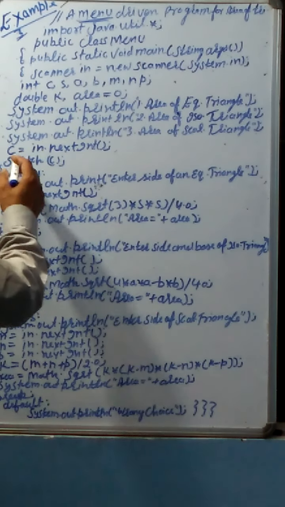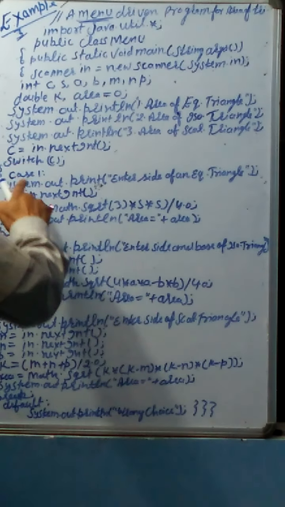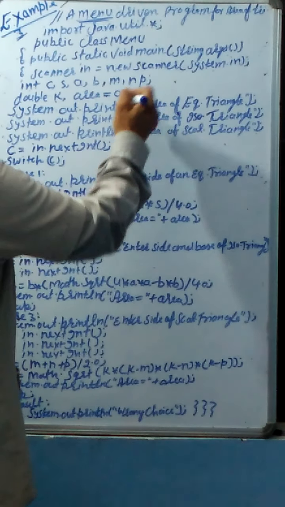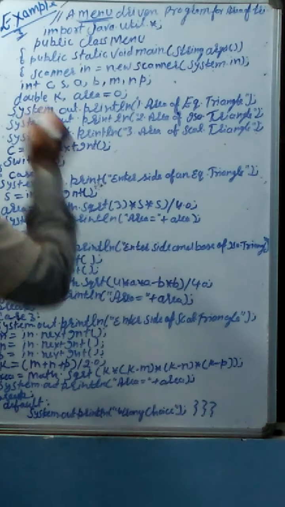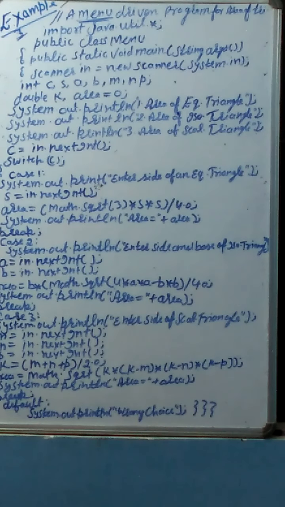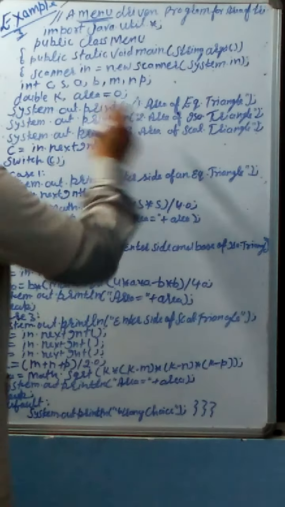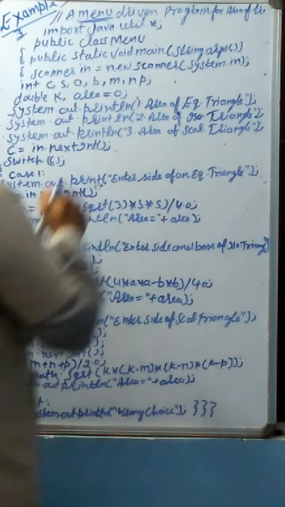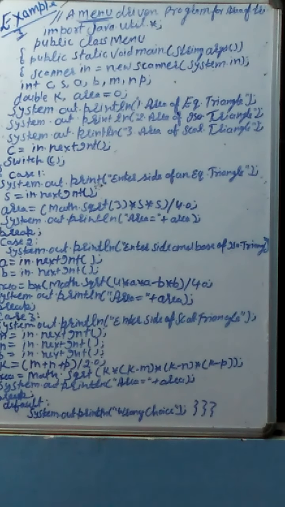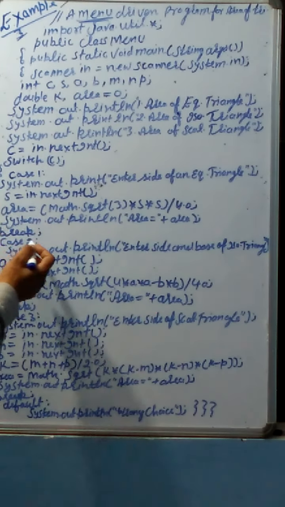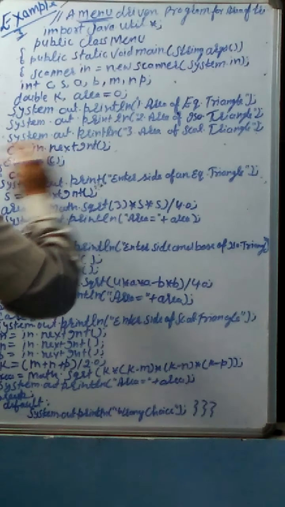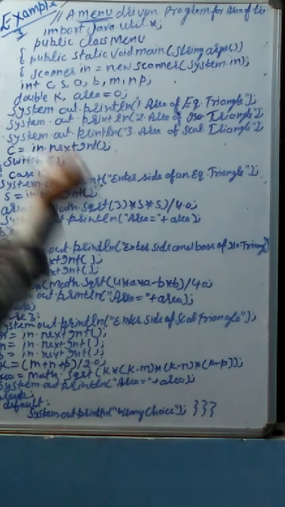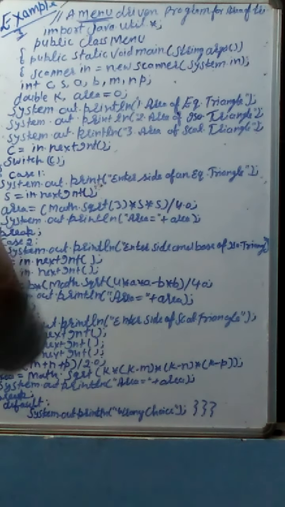Now for this variable, suppose you press case 1, then the value of case 1 will be stored into the variable c. If you choose case 2 for area of isosceles triangle, then the value of c will be 2, case 2, so then it will follow case 2. If you click the number 3, then case number 3 will follow and the program will break.